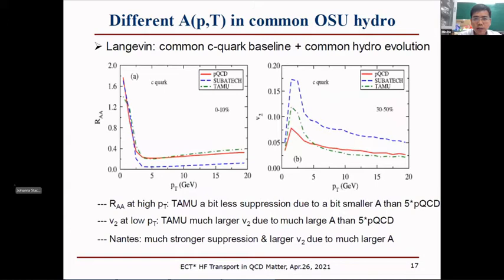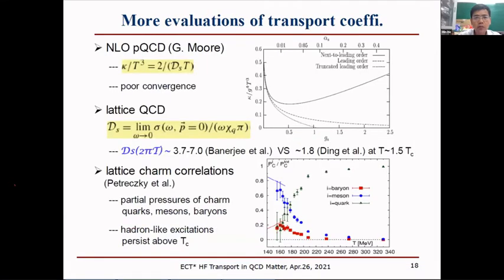So here we compare the charm quark RAA and V2 in a common hydro medium evolution model, but with different transport coefficients from pQCD, from the Nantes model, and from the TAMU model. So RAA at high pT, the TAMU model shows less suppression due to smaller thermalization rates than 5 times pQCD. And V2 at low pT, the TAMU V2 is larger than the 5 times pQCD. And the Nantes transport coefficient results in a stronger suppression and a larger V2.